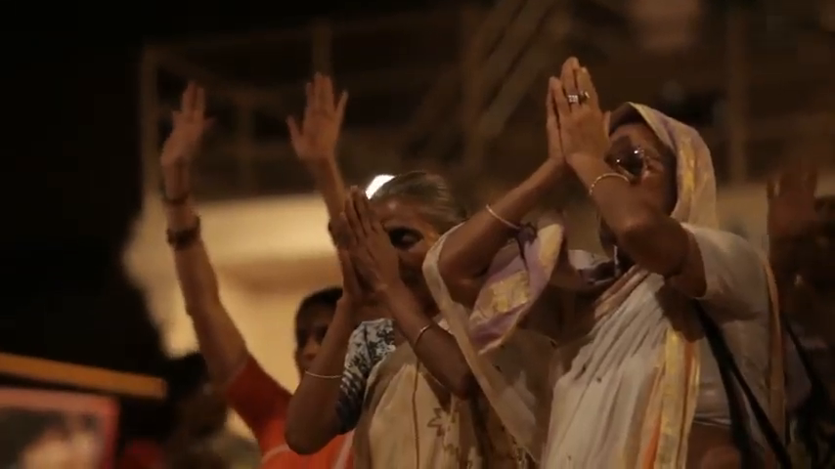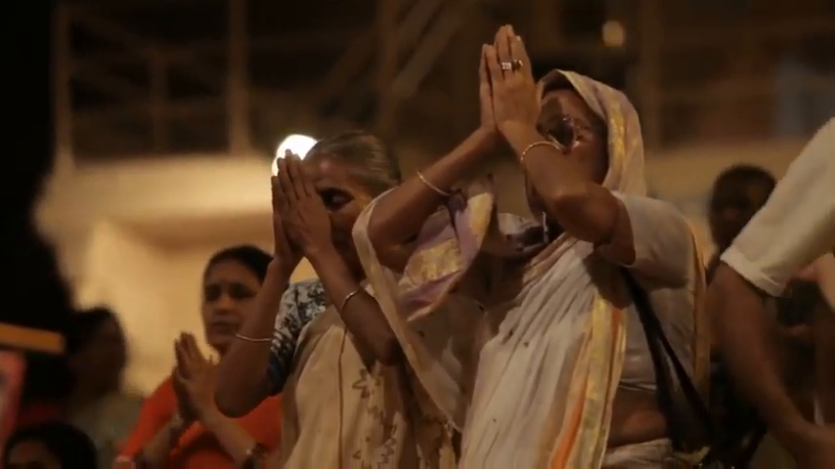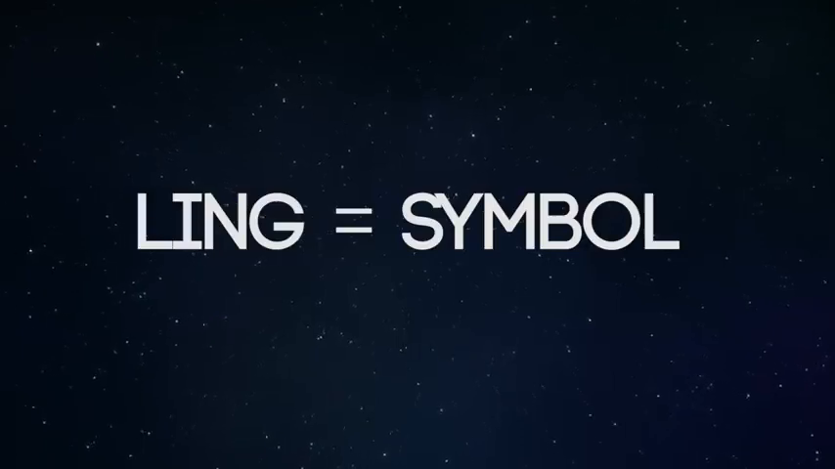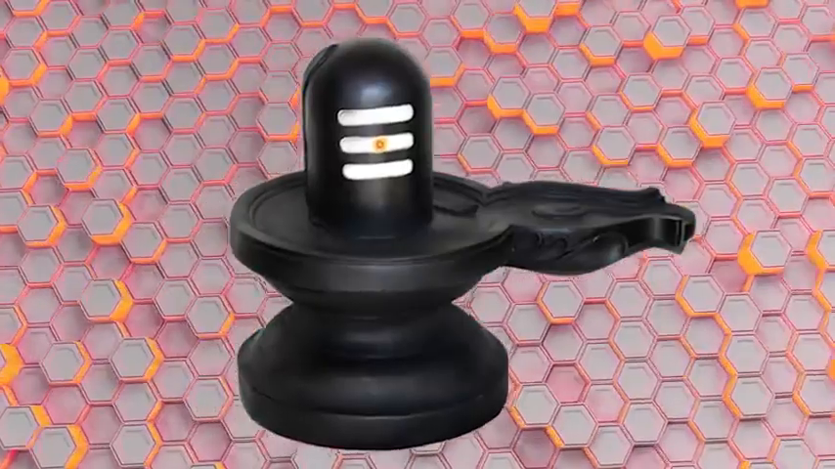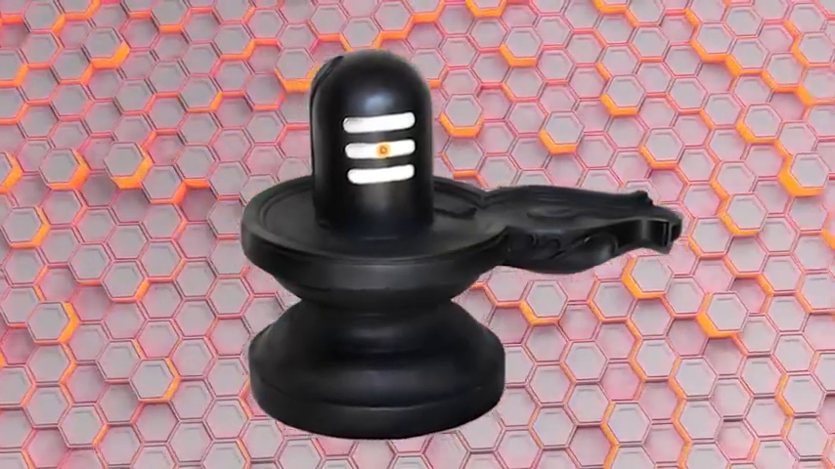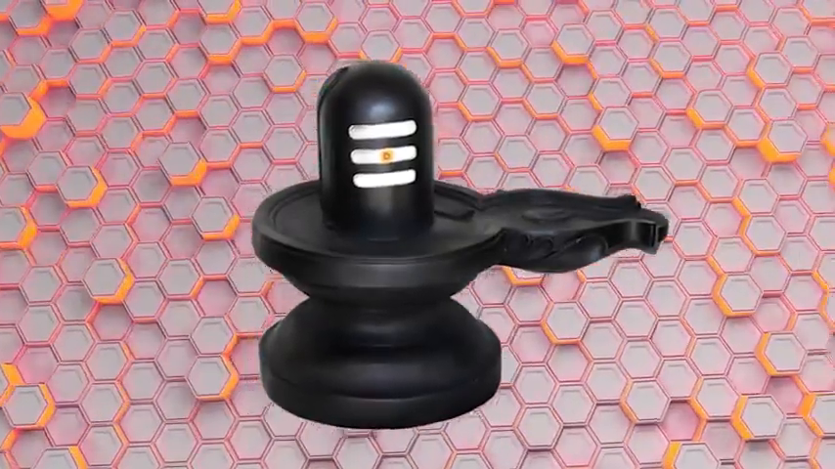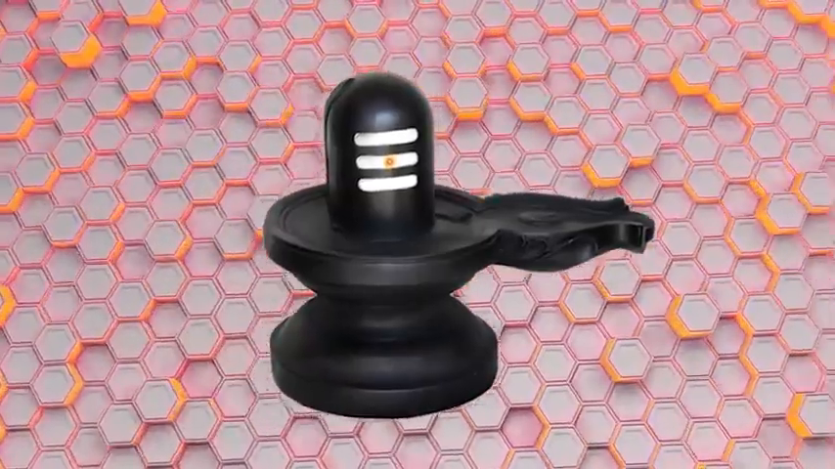Humans need a symbol to worship. So, the Ling was created. Ling means symbol. For example, if someone used a stethoscope, it could identify that person is a doctor. A Ling is just a symbol to identify something. This symbol we call Shivling has a scientific explanation.